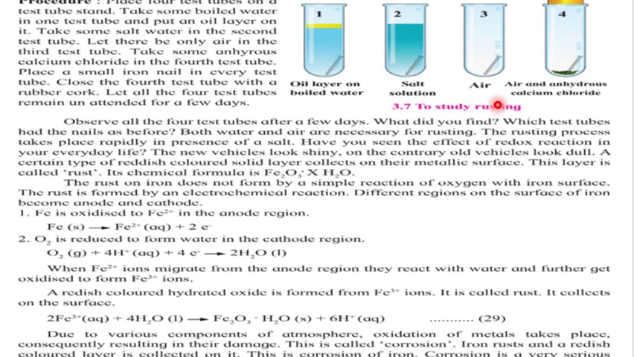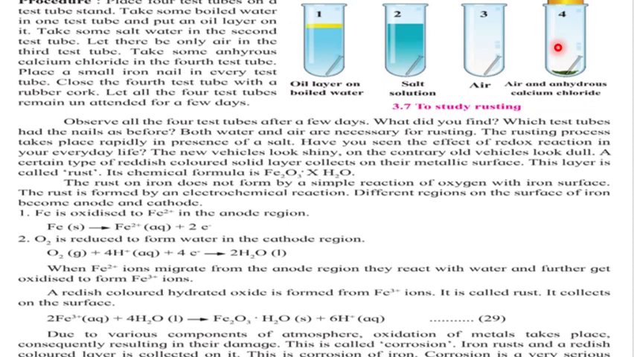In test tube number 1, rusting does not take place as no air is there, as the water is boiled, and there is a layer of oil on the boiled water. This layer of oil prevents the contact of the iron nail with the air. Now in test tube number 4, there is anhydrous calcium chloride. This anhydrous calcium chloride absorbs the moisture, and due to this rusting does not take place in test tube number 4.